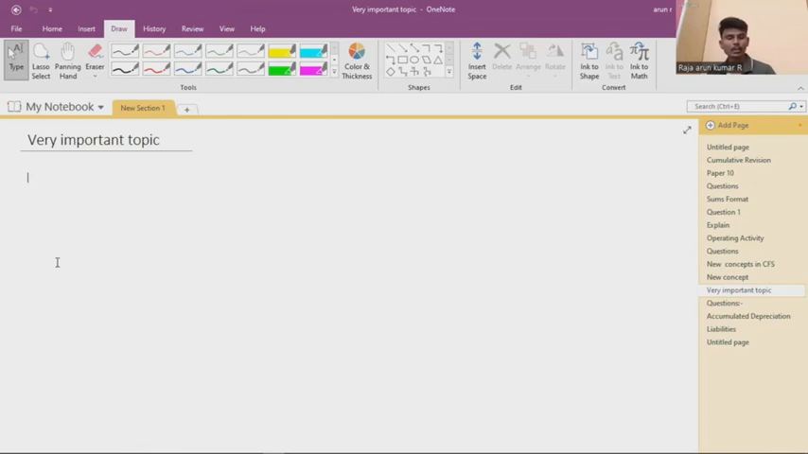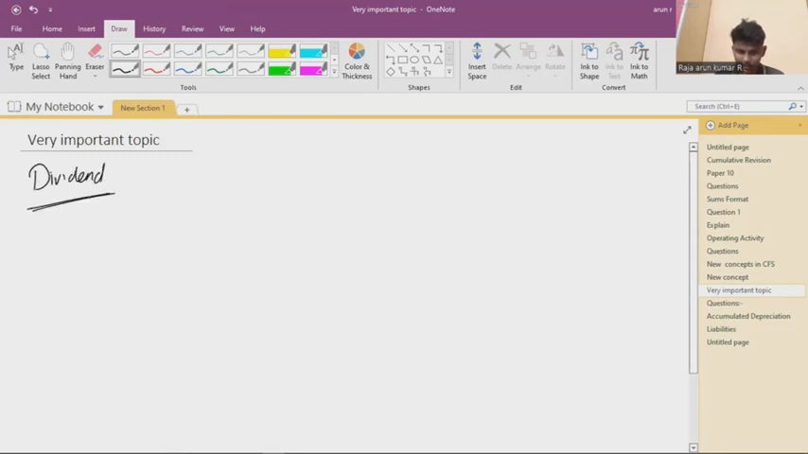Okay, we come to the main topic. This is a very important topic. What is the topic? Dividend. Okay, we all understand dividend. Before we go to the dividend concept, we must understand what dividend is.